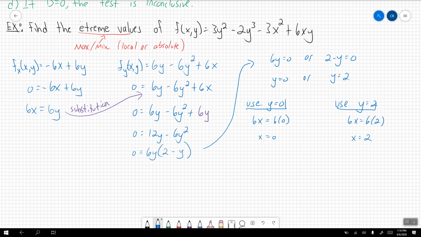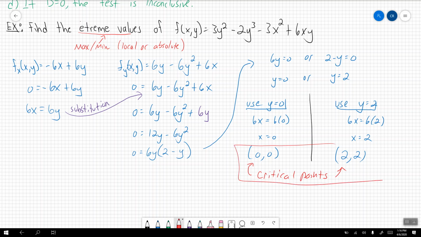Nice. So the first values that we get were x is equal to 0 and y is equal to 0. The second ones that we get were x is equal to 2 and y is equal to 2. Nice. These are the critical points that we need. All right, so we found critical points. Yay. That's what we need.